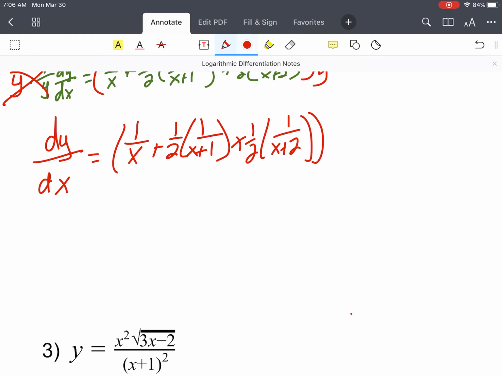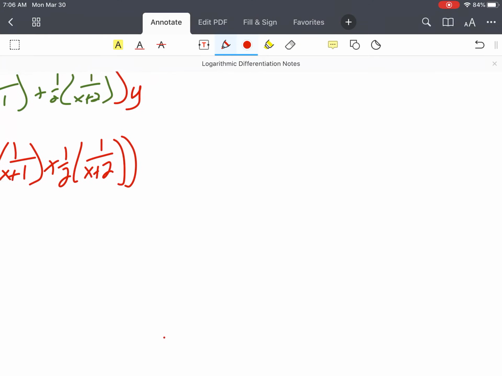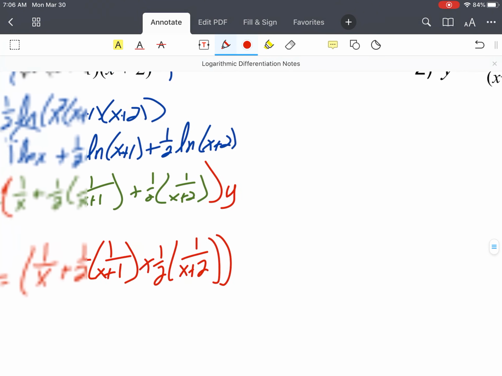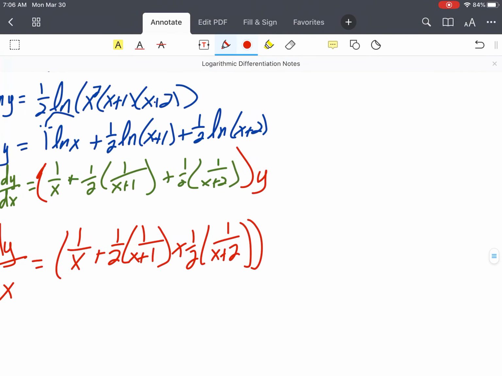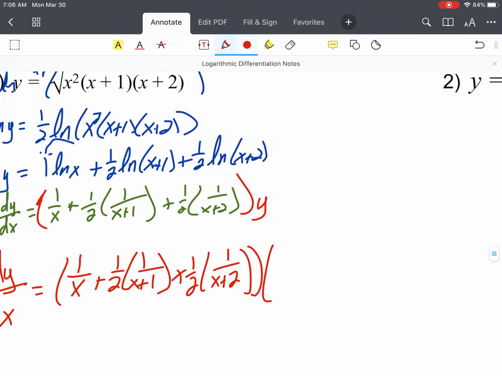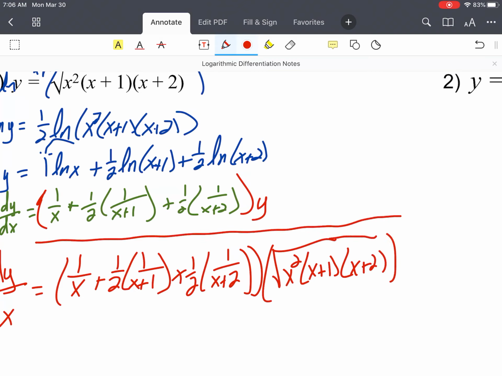Okay, and then we're going to do times y. But instead of putting y at the back, I want everything in terms of x because that's how I started. We started out with it being explicit. I want to keep it that way. So instead we are going to plug back in the original for y, because that's what y was equal to. So it's the square root of x squared times x plus 1 times x plus 2.